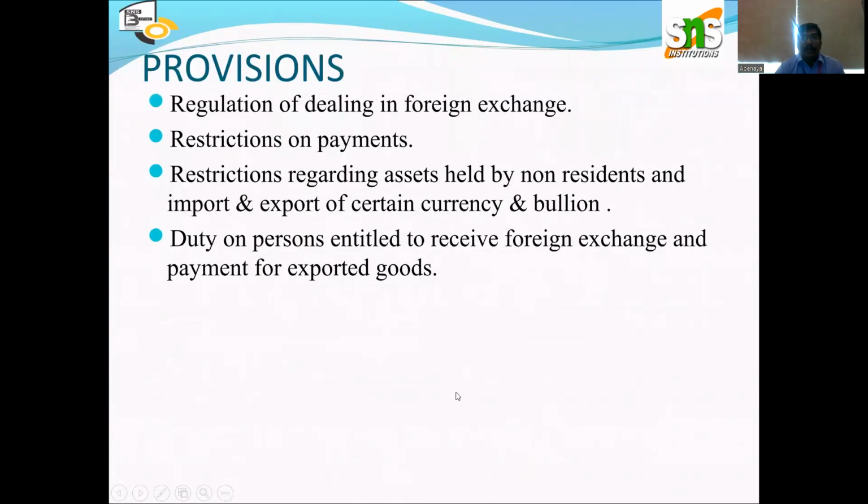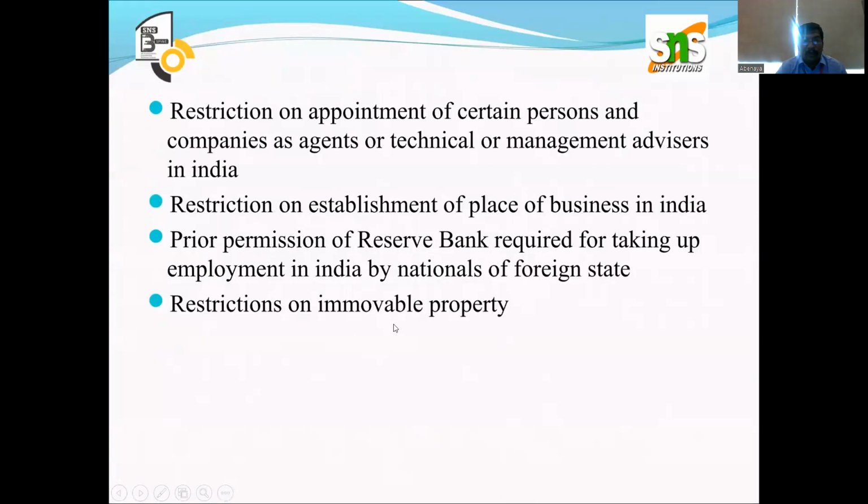So what are the provisions related to FERA? Regulation of dealing in foreign exchange, restriction on payment, restriction regarding assets held by non-residents, import and export of certain currency and bullion, and duty on persons entitled to receive foreign exchange and payment for exported goods.